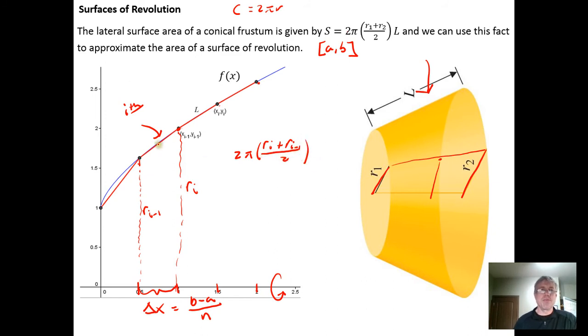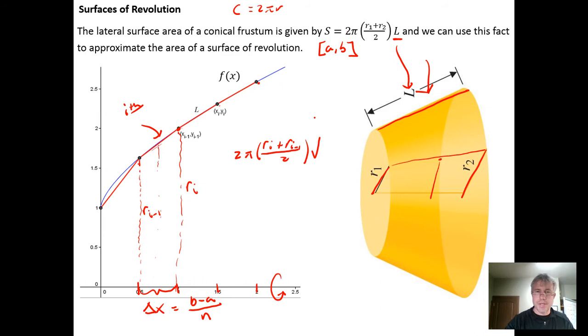That would be your average radius, which is going to be sitting right here in the middle. And then we would need to multiply it by the slant length, which is just the length of this line segment. But in video 1, when we found the formula for arc length, we actually calculated the length of this line segment. What we discovered in that video is that this is the square root.